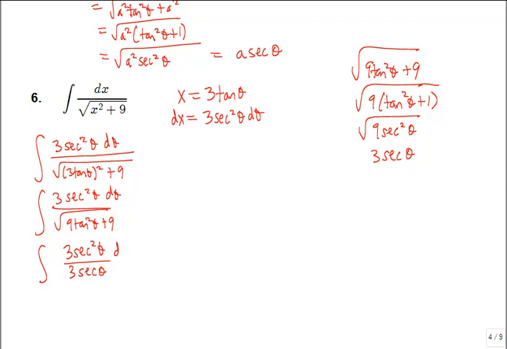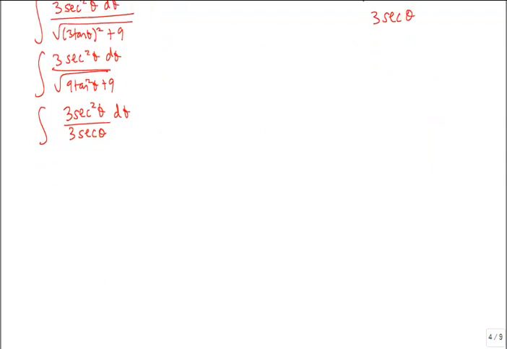On the top, we had 3 secant squared theta, so the 3's cancel and one of the secants cancels, so we'll just have 1 secant left. Now, can we integrate secant of theta? Yes. Again, this is one of these formulas that if you don't have it memorized, you're going to get stuck as to what to do at this point. You need to know that there is a formula for the antiderivative of secant theta. It's one of these that you need to have memorized. This is just the ln of the absolute value of secant theta plus tangent theta plus our c.